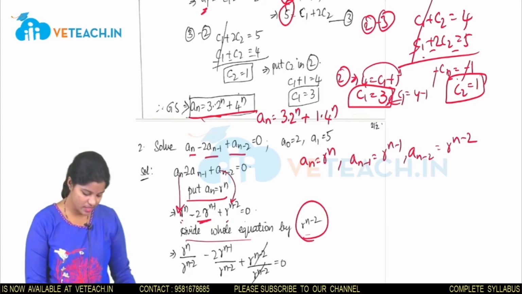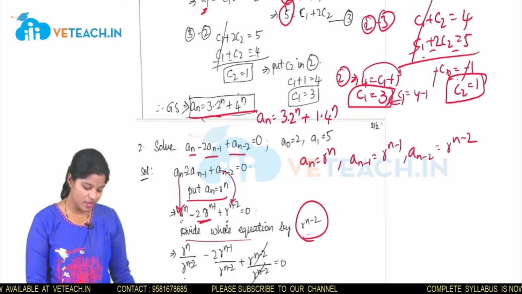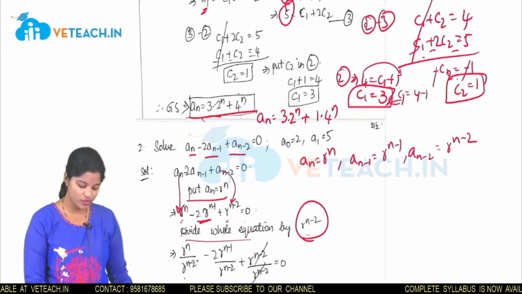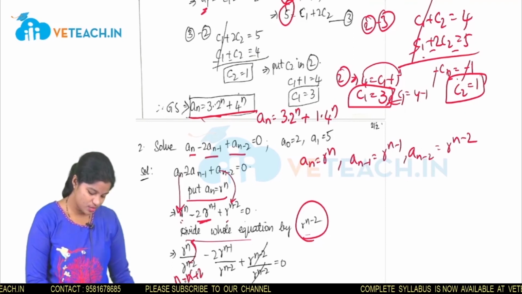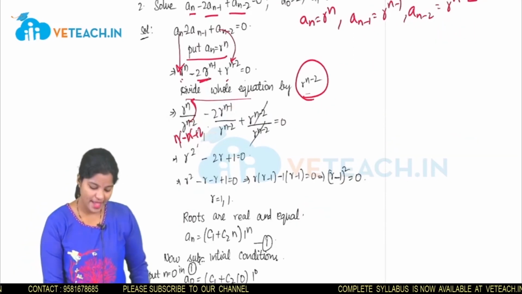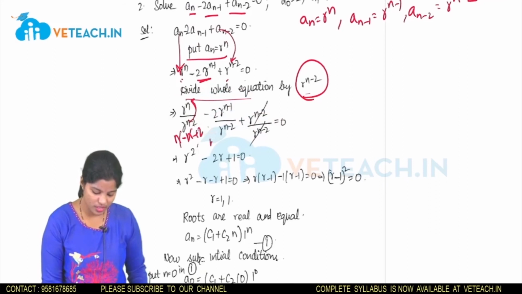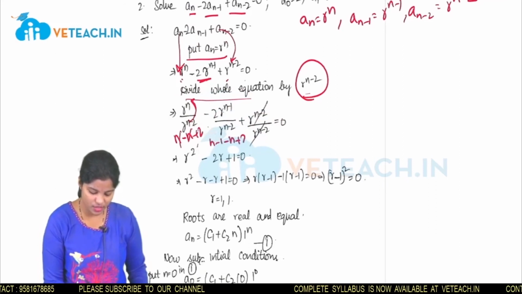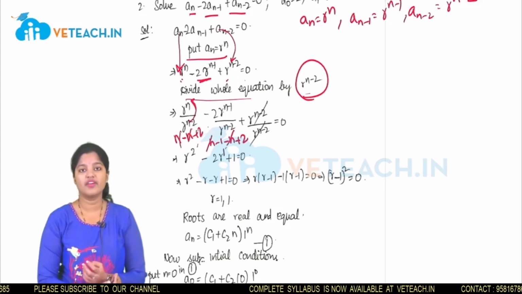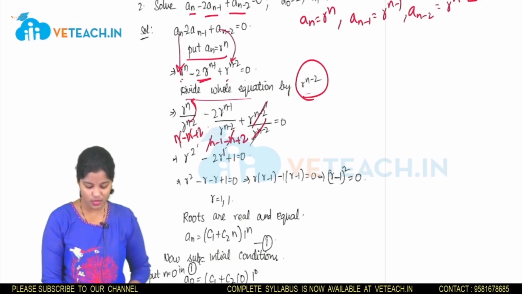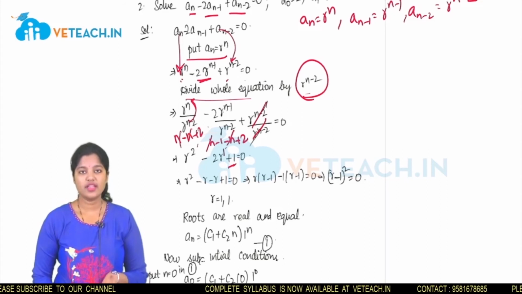What will we get here? r power n by r power n minus 2. If these both get cancelled, if I take off n minus 2, we will get r power 2. Again here n minus 1 minus n plus 2, n will get cancelled, minus 1 plus 2 means we will get r power 1 here. Again these two terms will give 1. Now find out the characteristic roots.